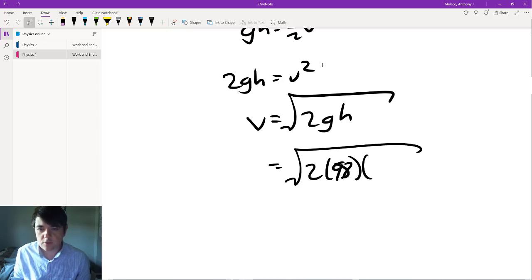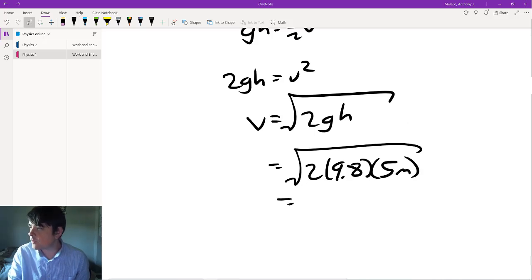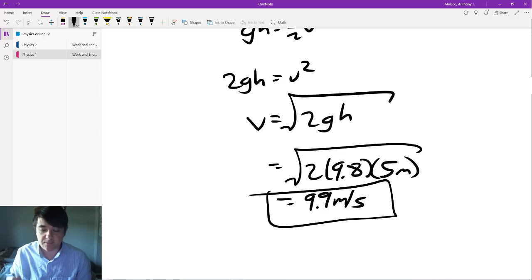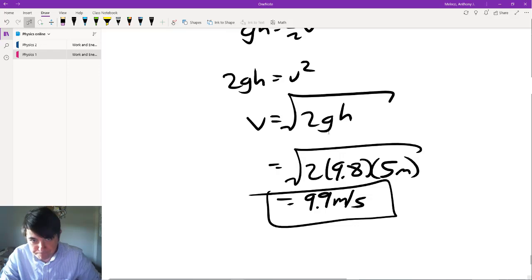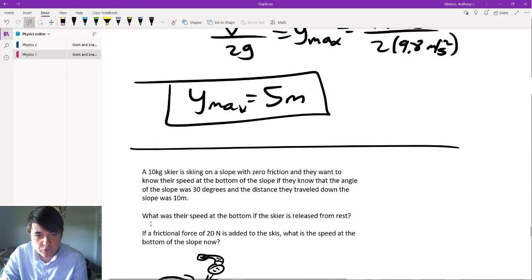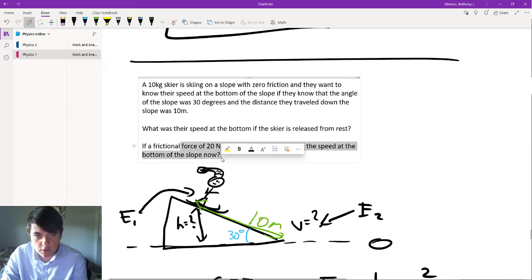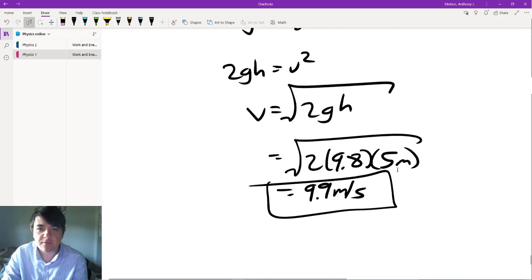2, 9.8, poorly drawn, and then 5. And once you do that, you are left with, again, 9.9 meters per second, because I like to use, I guess, the same numbers for everything. Okay. Now we need to do the second part. If a frictional force of 20 newtons is added to the skis, what is the speed now?